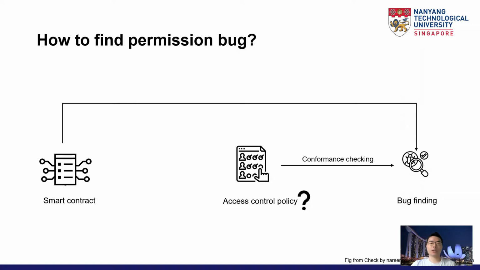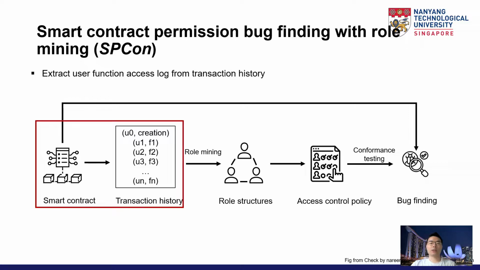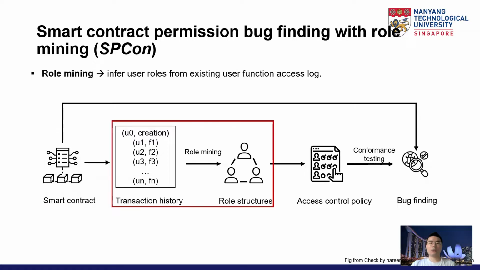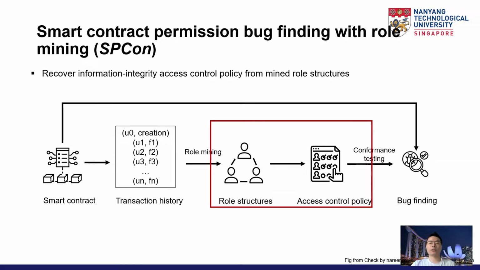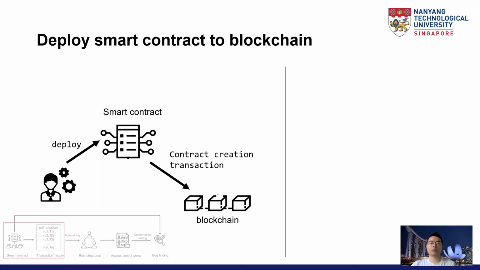Now I introduce our approach to find smart contract permission bugs. First, we extract user access logs from transaction history. Each log is a tuple consisting of user and access function. Then, with the user access logs, we use genetic algorithm-based role mining to learn the role structures. Next, we infer the access control policy based on the information security lattice of these roles. Last, we perform conformance testing to find permission bugs in smart contract implementations. Let's walk through our approach using an example.